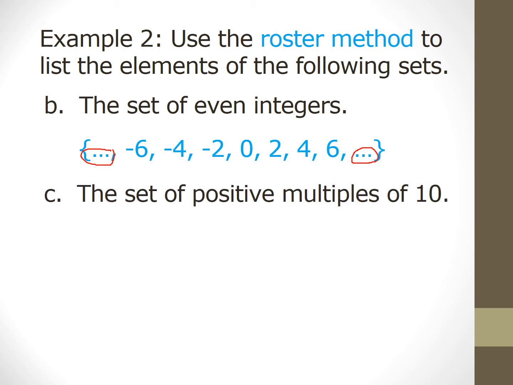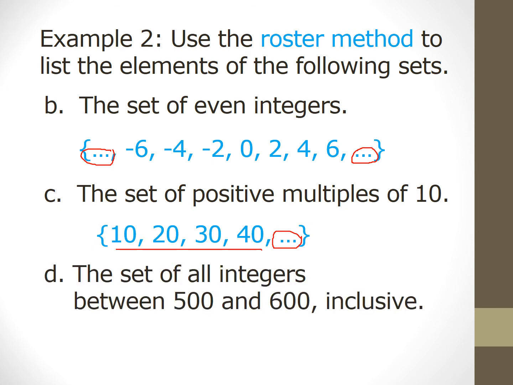Another example, the set of all positive multiples of 10. That would be 10, 20, 30, 40, and of course that continues. So we would use the roster method to list it this way. Again, listing enough members of the set to set the pattern, and then the ellipsis to imply that it continues.